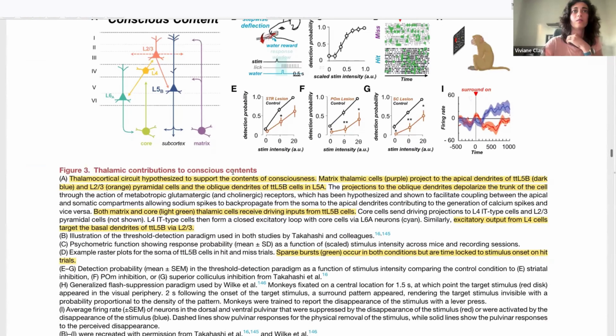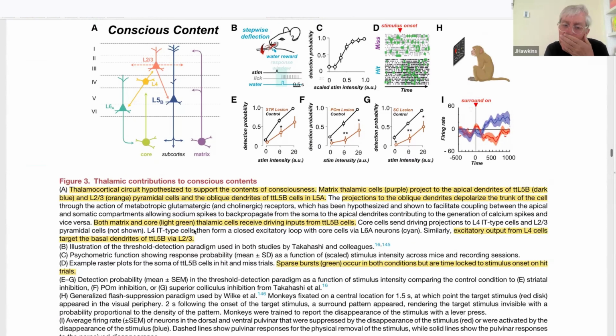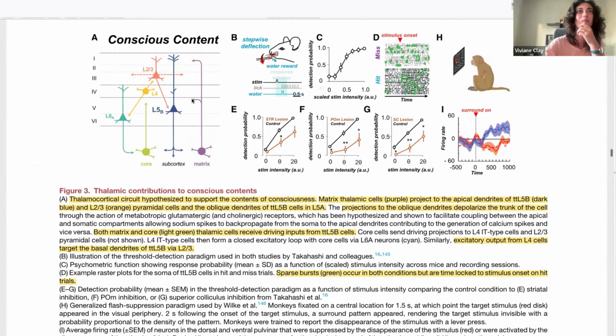So A was dendrites of TTL5B cells in layer 5A. What the hell? Okay. Yeah, so this little purple arrow here, I see. The matrix cells don't just project to layer 1 apparently, but also some dendrites from those layer 5B cells. Okay.